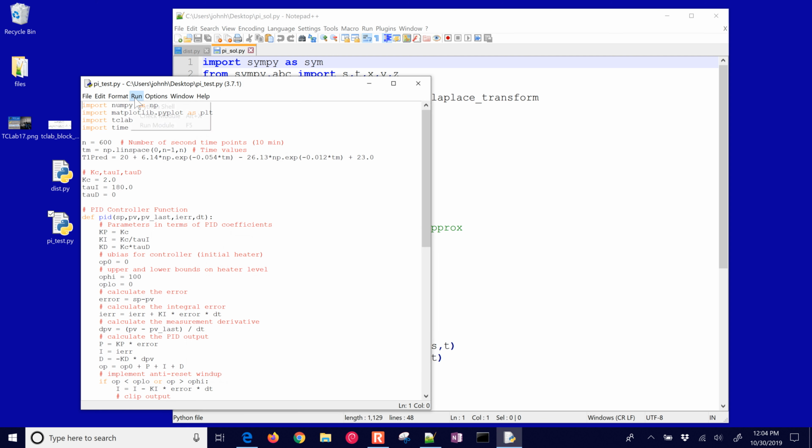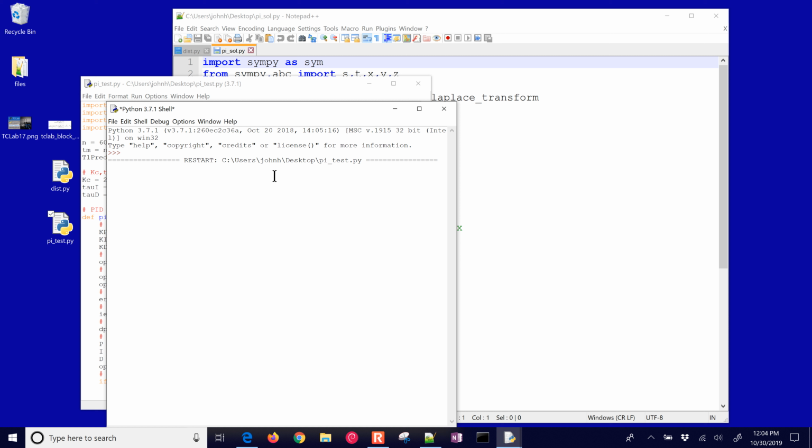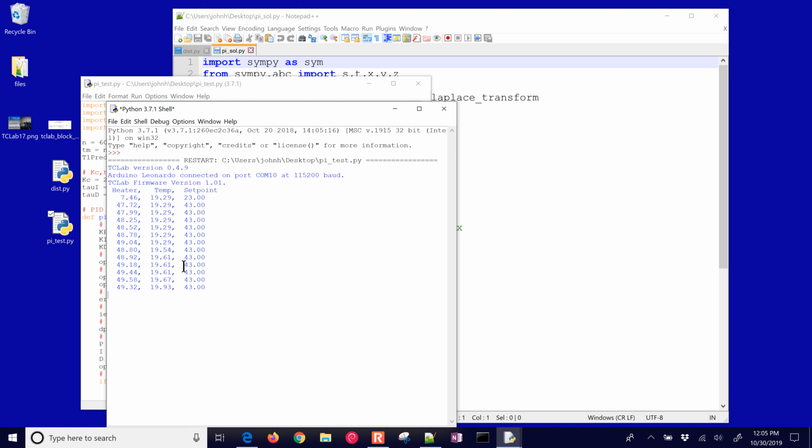You should be able to connect your Arduino device. You can run this through Jupyter Notebook. It's just going to have some of the values printed out, and here it goes. So we have the heater value, the temperature, and the set point, and this is going to run for 10 minutes, and at the very end it should show you the analytical solution and the measured values together. So we're trying to see if our analytical solution is correct.